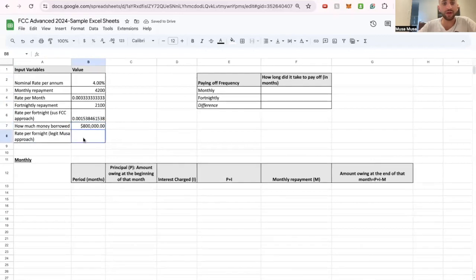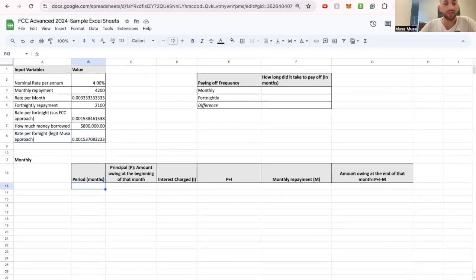And then the rate per fortnight, Musa's approach. Well, this came from doing the whole calculation. I'm going to put this in as 3.9964168% divided by 26. Whoopsie, I forgot to put the equals at the beginning. Nice. So it's a little bit different, this being the best way.